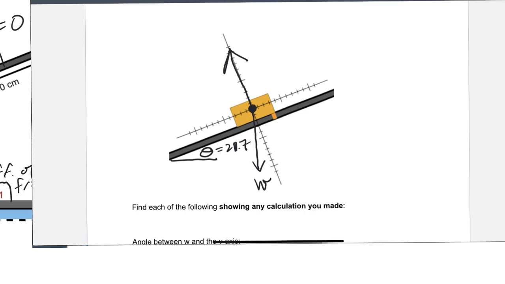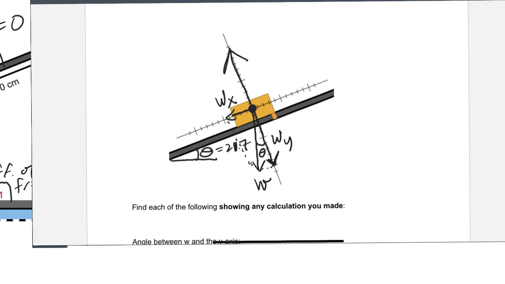Right here, between the y-axis and the weight, is the ramp angle, the same angle as the one I just drew right there. Okay, you've got to remember that. Right here, I'm going to do the x and y components of the W. Okay, that's Wy, and that's Wx.